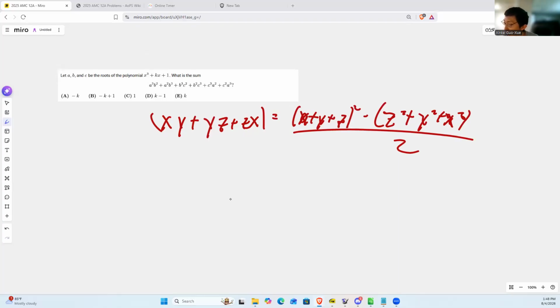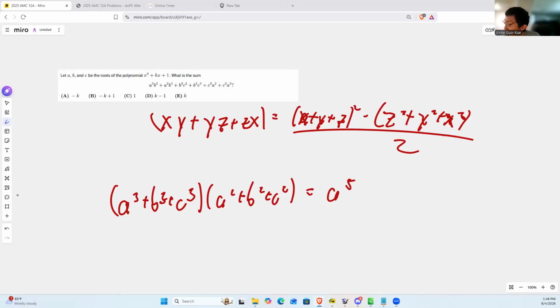So we have a lot of cubes. We want an A cubed, B cubed, C cubed, and A squared, B squared, C squared. But when we multiply this out, we'll get terms like A to the fifth, and then plus the cross terms.